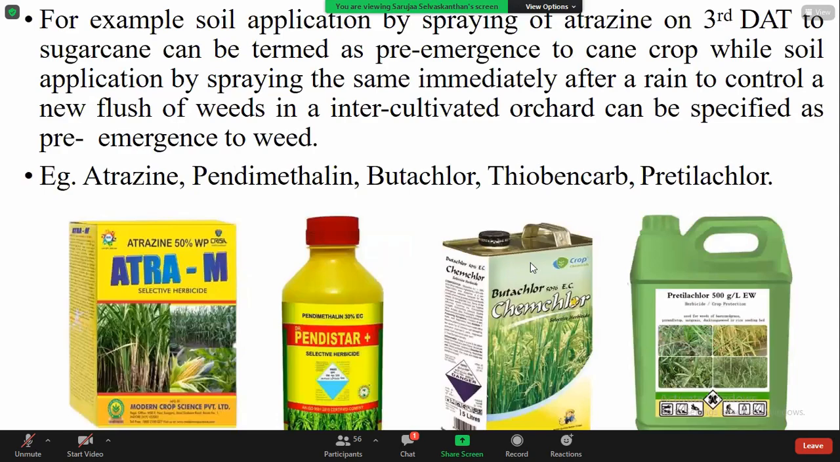An example is also atrazine. Anyone, you only want to memorize any two. No need to go deep. This picture also sometimes comes in your exam.